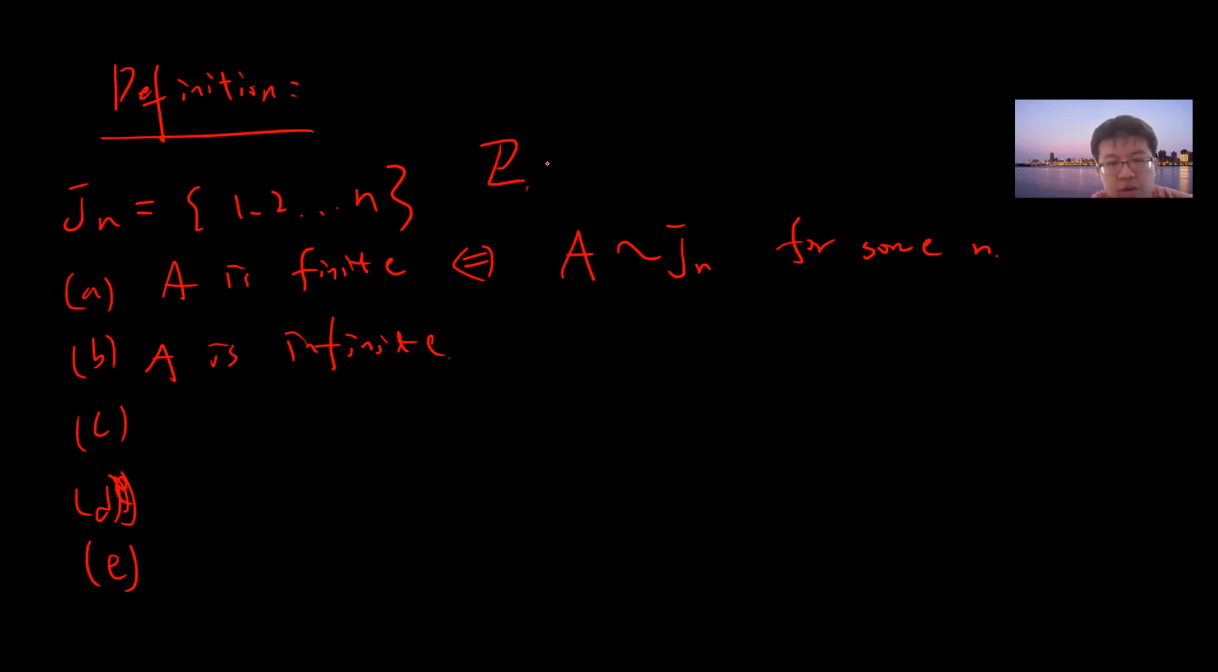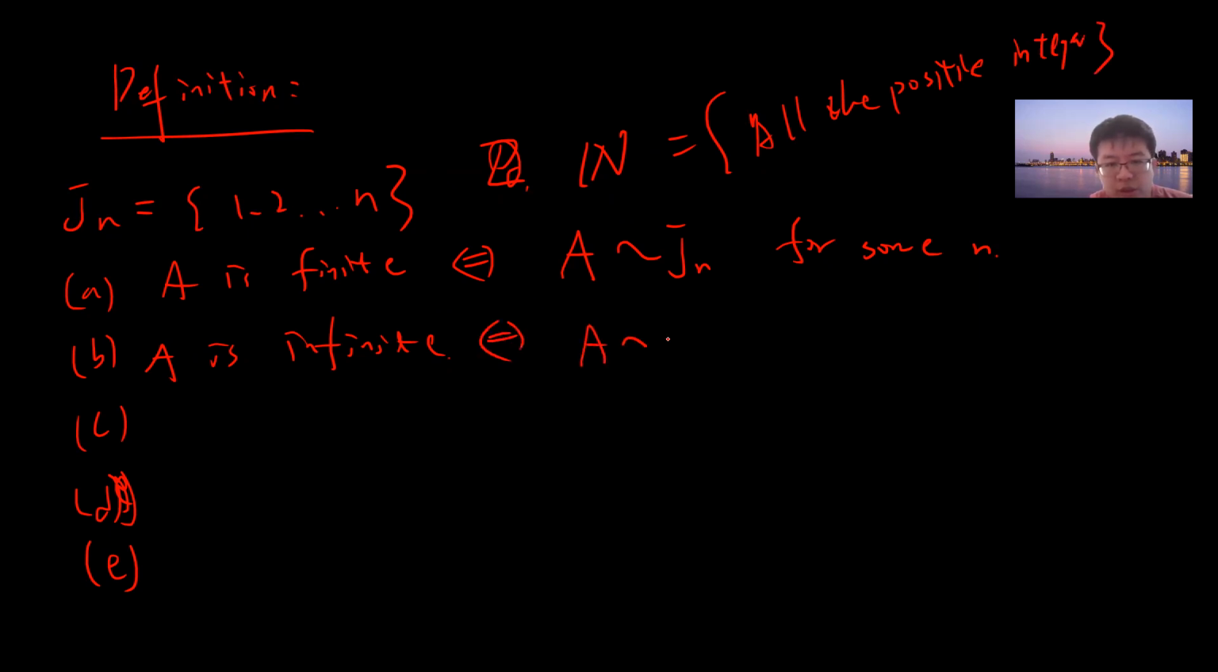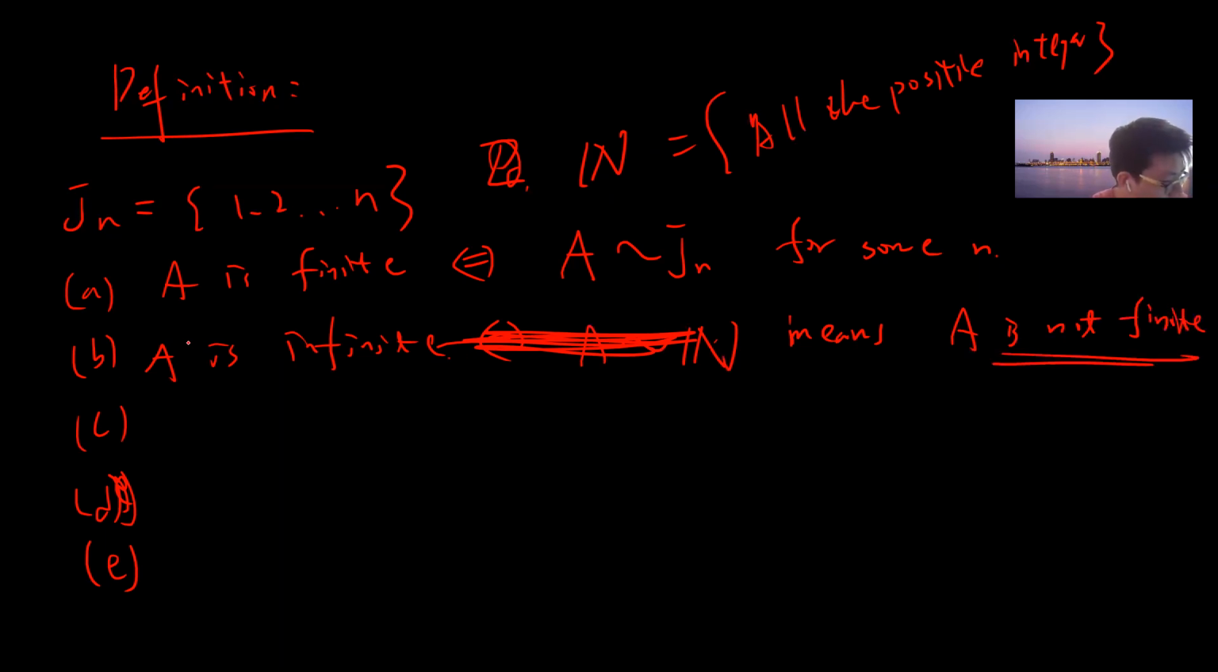Okay, so let me define Z, the natural numbers, to be basically all the positive integers. So this is a set. If and only if A has the same cardinality as the integers... no, sorry, I'm still confused. A is infinite means that A is not finite. Sorry, I'm stupid. Because we will see that infinite contains a lot of other things, like the real numbers or a power set, so it can be arbitrarily large.